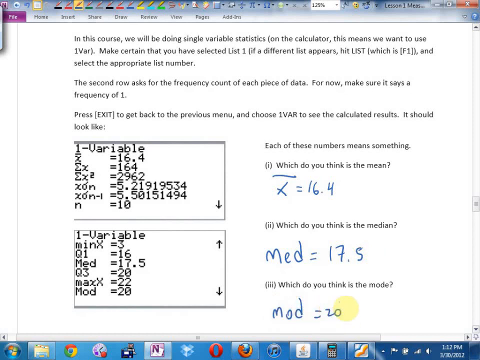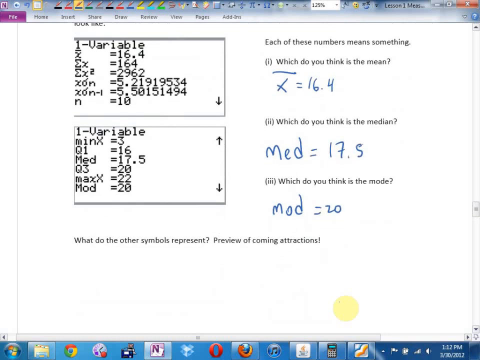I'm going to argue that's probably faster as soon as you have more than 10 pieces of data to go to the calculator. If I have 5 pieces of data or less, I'll do it by hand. I'll just add them up, divide by 5, and I'll put them in order quickly and find the median and the mode I can spot. What do the other symbols represent? Preview of coming attractions.